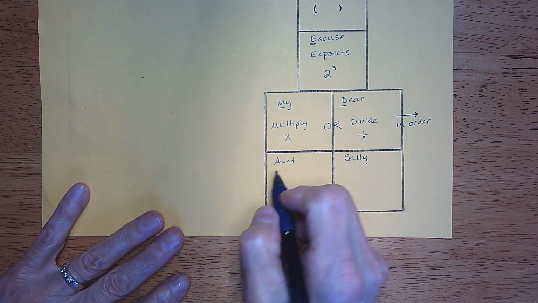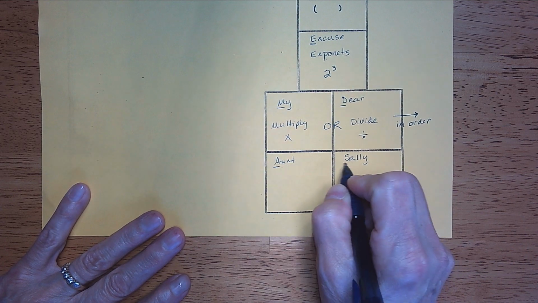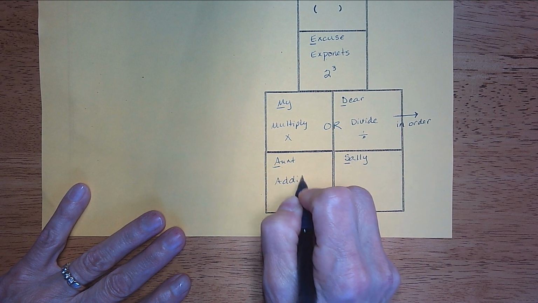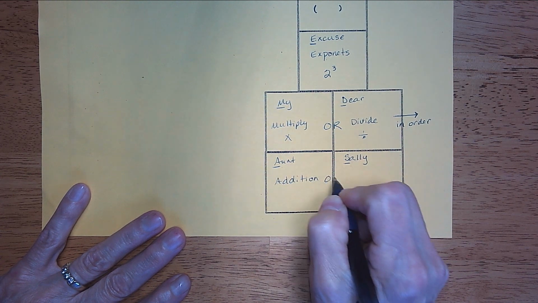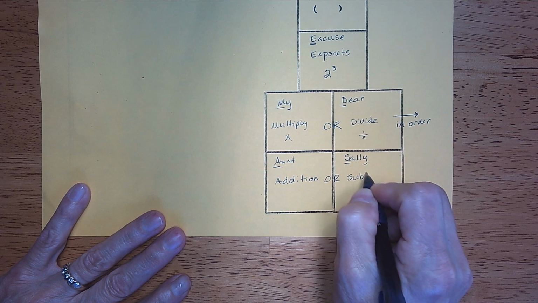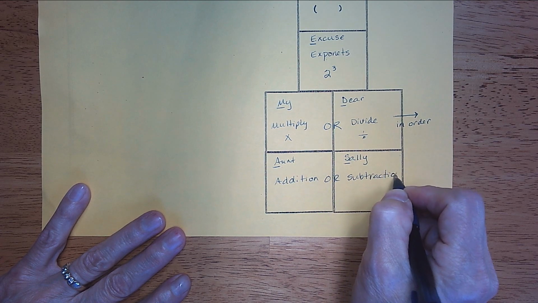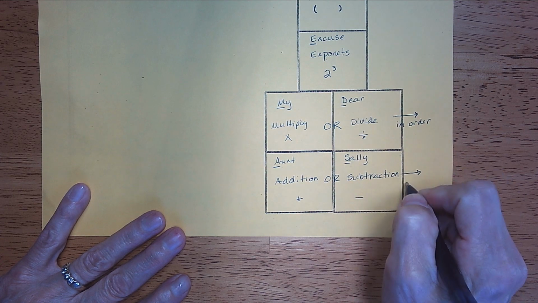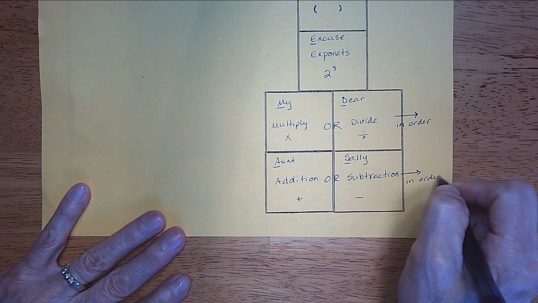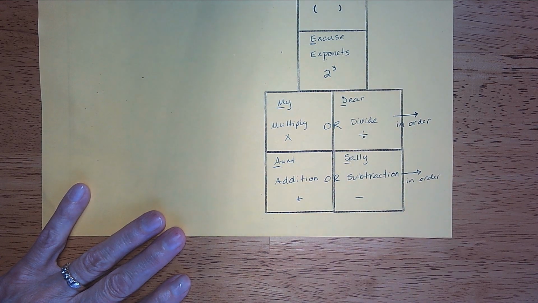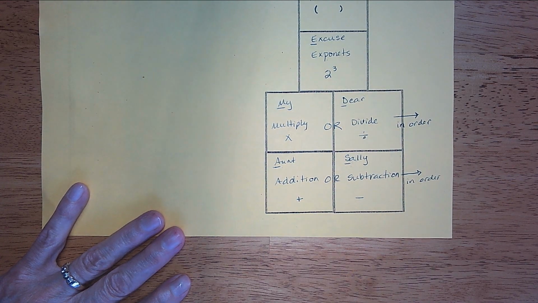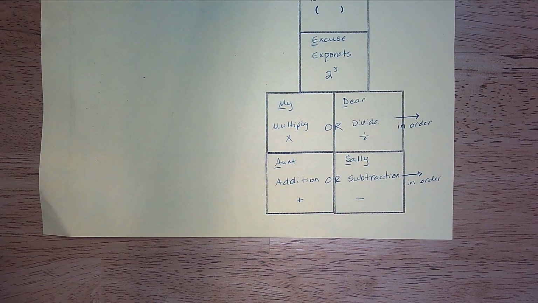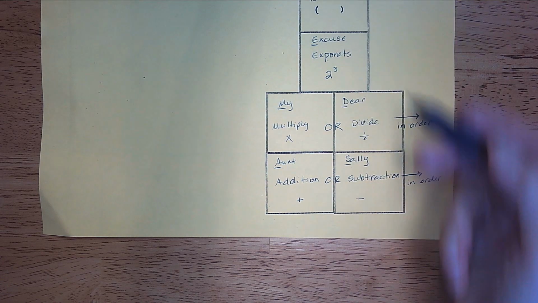And then finally, Aunt and Sally, and I bet you already know that those are for addition, or again, subtraction. So adding or subtracting, again, in order from left to right. So again, sometimes we'll do a subtraction problem first, other times we'll do an addition problem first, just whichever is most left in the problem. Okay, so this is going to help us remember what order we do our problems in.